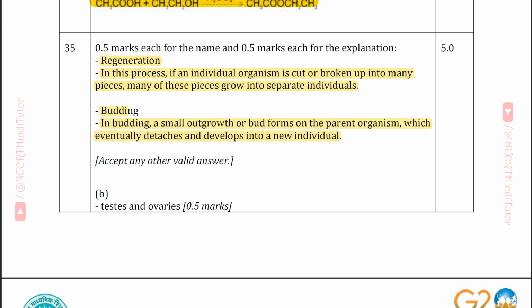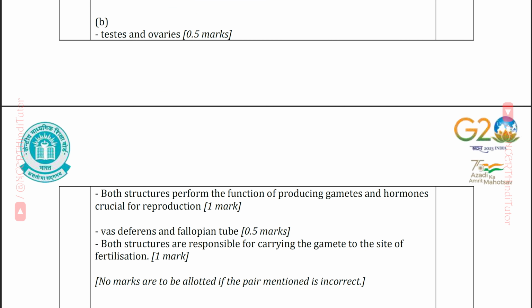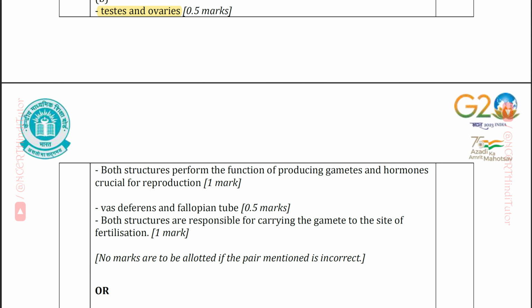B. Identify two pairs of reproductive organs in males and females that are functionally similar to each other. Justify. Answer. Testes and ovaries. Both structures perform the function of producing gametes and hormones crucial for reproduction. Vas deferens and fallopian tube. Both structures are responsible for carrying the gamete to the site of fertilization.